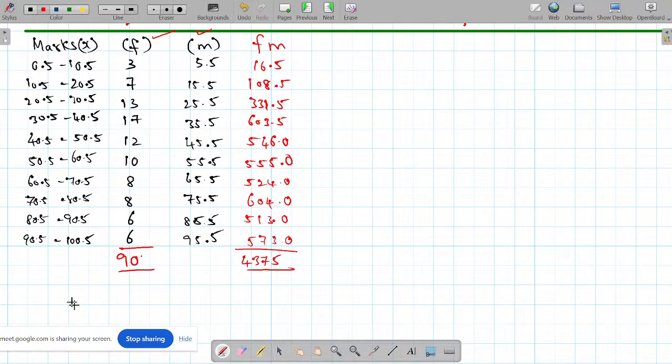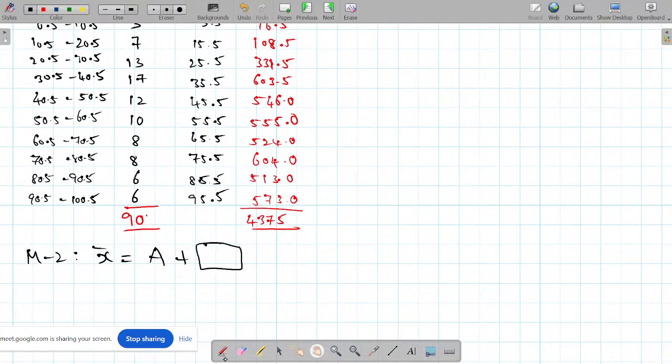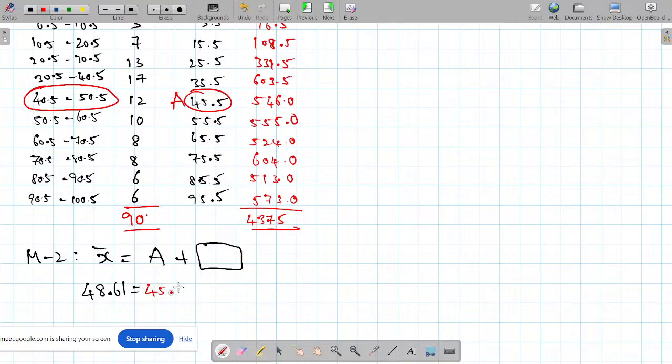Yes, method 2. What's the formula for method 2? X bar is equal to A plus the deviation term. Let me explain what we are going to do with this deviation. What's the X bar? We got it now, 48.61. In the earlier discussion, I was saying that my mean value will be lying in this class interval. So I can take the assumed mean as 45.5. You remember? I can take the A value as 45.5.